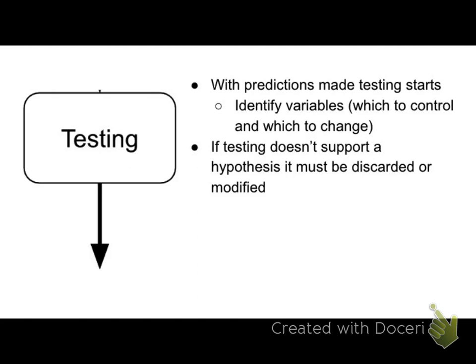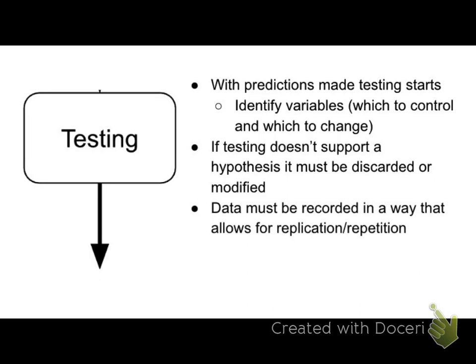If the testing doesn't support the hypothesis, it must be discarded or modified. So when you get to the end of your testing, okay, if your hypothesis is not supported, then you need to either modify your hypothesis or discard it, okay, and come up with a whole new one.